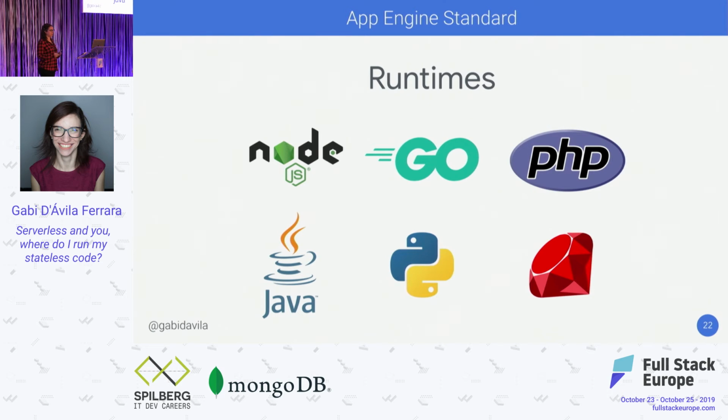Runtimes: we have Node.js, Go, PHP 7.2, Java 11, Python 3, and Ruby is in beta, version 2.5.